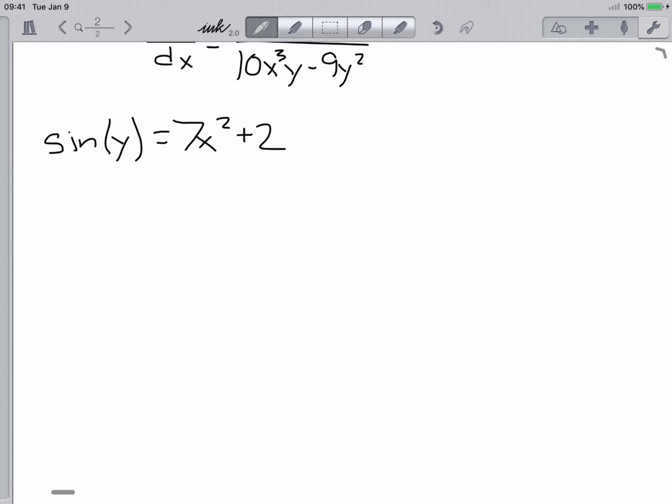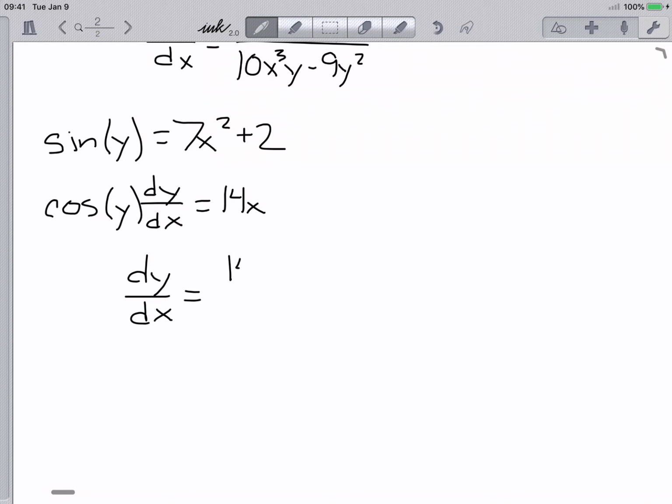So again, take the derivative of the left side. Derivative of sine of something is cosine of that something. Now that something is y, so when I take the derivative of that inside, I get dy/dx. On the right side, I've just got 14x. So again, I want to solve for dy/dx, so I simply divide by cosine of y. So I get dy/dx equals 14x over cosine of y.